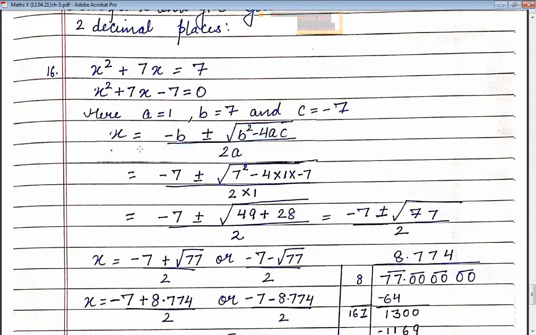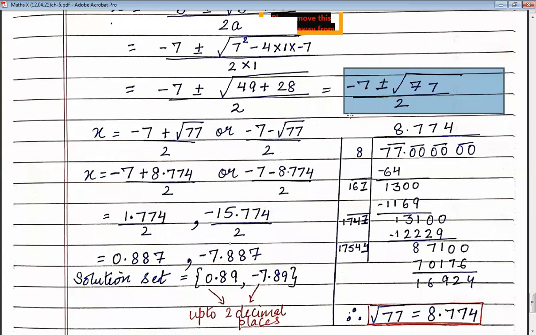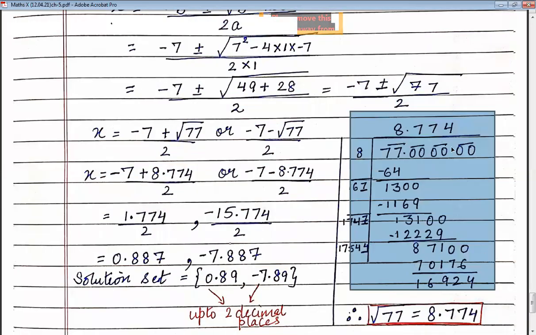Now children, substitute the values of a, b and c in the given formula, and when you solve it you will get minus 7 plus minus square root 77 whole upon 2. Now children, we will not get an exact number for the square root of 77. Okay, so you have to use your method to find the square root of 77. By rule, you have to find it, and the square root of 77 is 8.774.